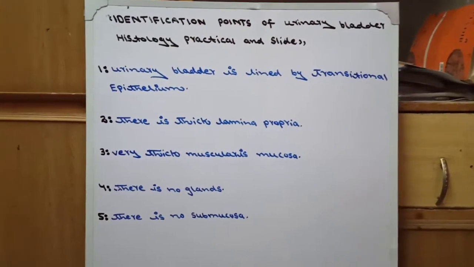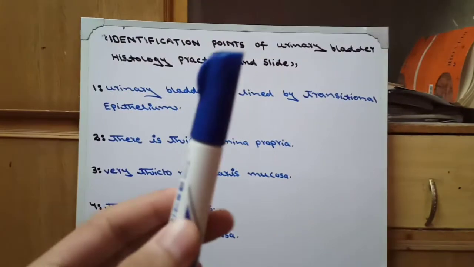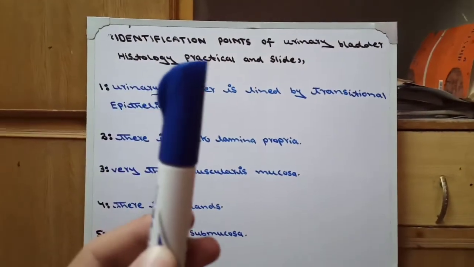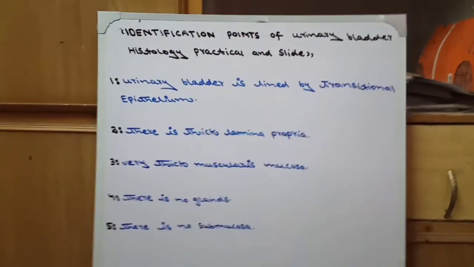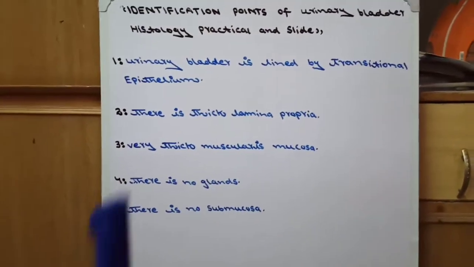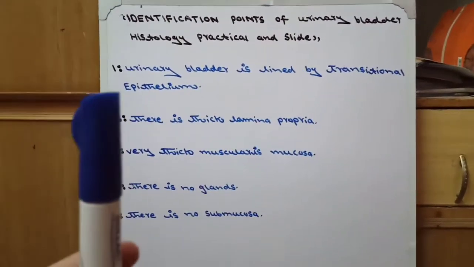Today our topic is related to histology, identification points of urinary bladder for histology practical and slide. There are 5 identification points of urinary bladder. Number 1, urinary bladder is lined by transitional epithelium.